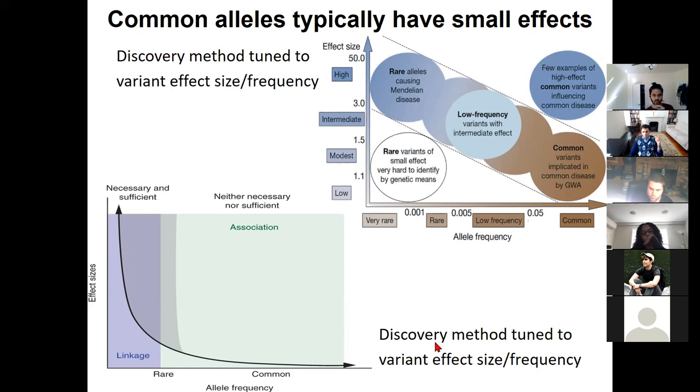Okay. So let's see who's with me on this continuum between common versus rare and between strong effect versus weak effect alleles. Okay. So we have 70%, 30%, 0, 0, 0.